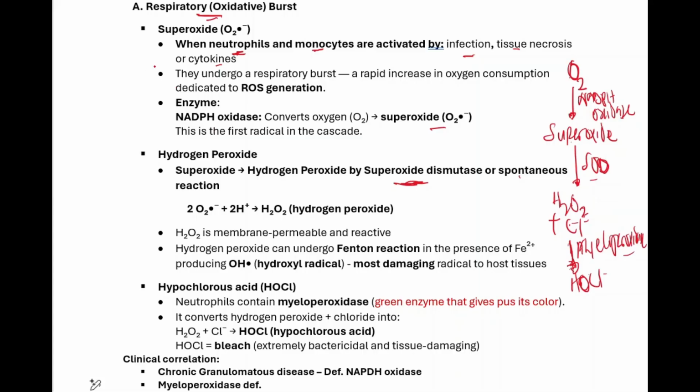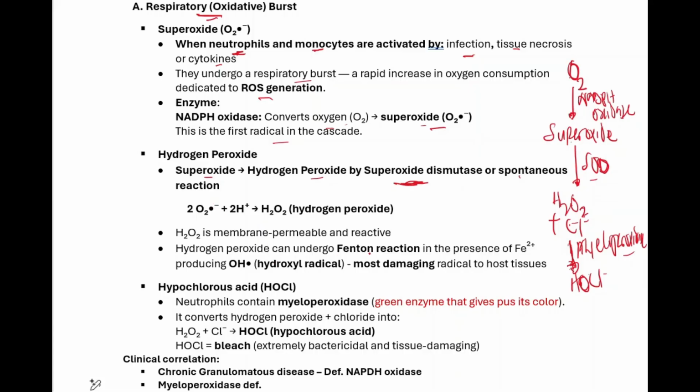So let's look at the notes. When neutrophil and monocyte are activated by infection or tissue necrosis or cytokines, they undergo respiratory burst, which is a rapid increase in oxygen consumption dedicated to reactive oxygen species generation. So the NADPH oxidase, like we mentioned, is going to convert the oxygen to superoxide, which is the first step in that cascade, right? And the superoxide now will be converted to hydrogen peroxide by the help of superoxide dismutase or spontaneous reaction, right?